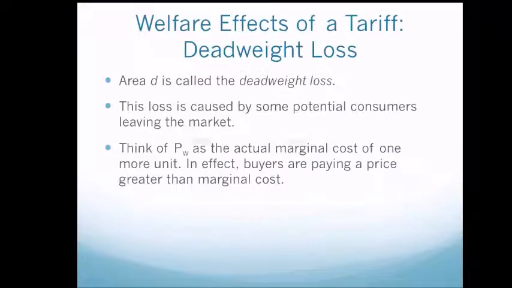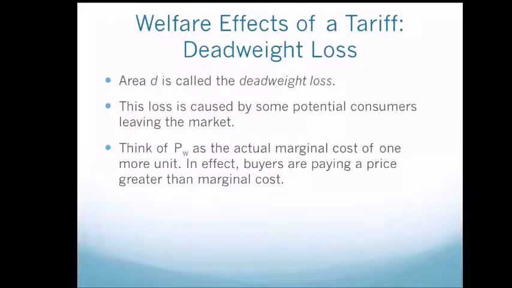Area D is called the deadweight loss. This loss is caused by some potential consumers leaving the market. These folks would be willing to pay PW, but are unwilling to pay PT. Think of PW as the actual marginal cost of one more unit. In effect, buyers are paying a price greater than marginal cost. This deadweight loss is similar to the same loss created by firms with market power.